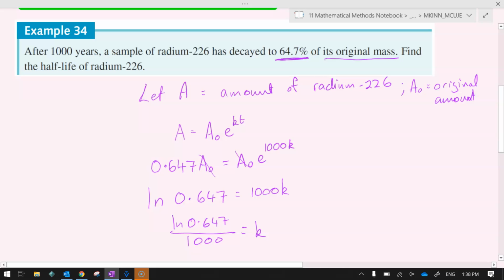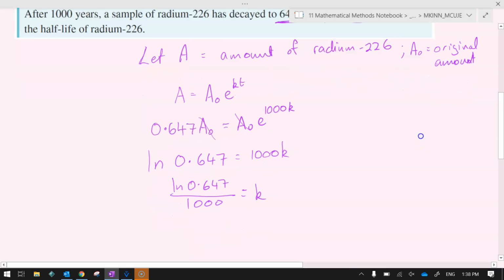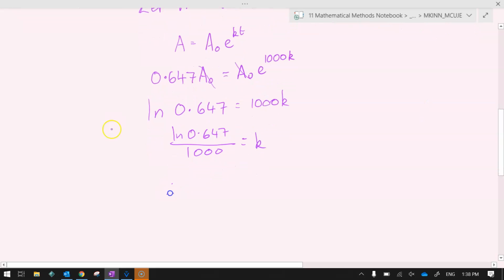Now, have I answered the question yet? No. What's it ask us to find? The half-life. So the half-life, not everyone does chemistry, half-life is how long it will take for half of the original amount to be there. So I've got my full equation now. I can write my full equation.